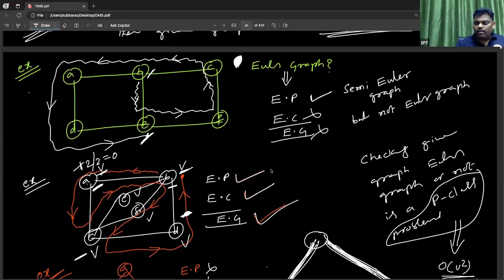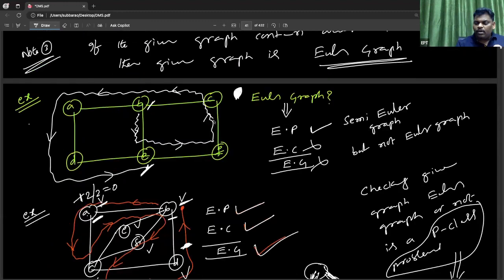Can you come here now? In this graph, is everyone even degree or not? In the first graph, is everyone even degree or not?